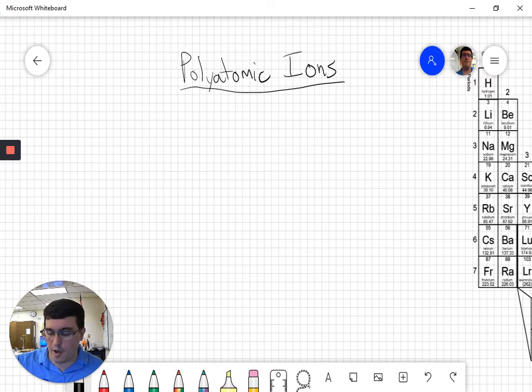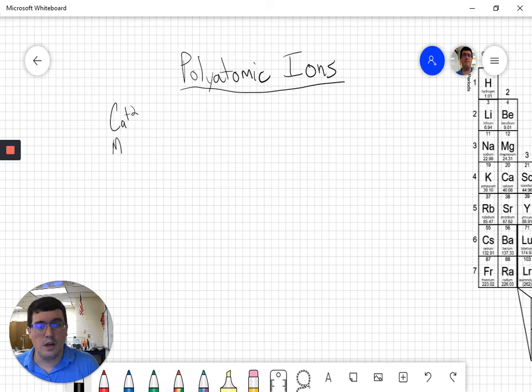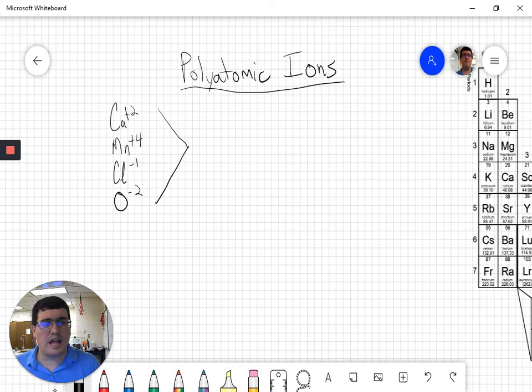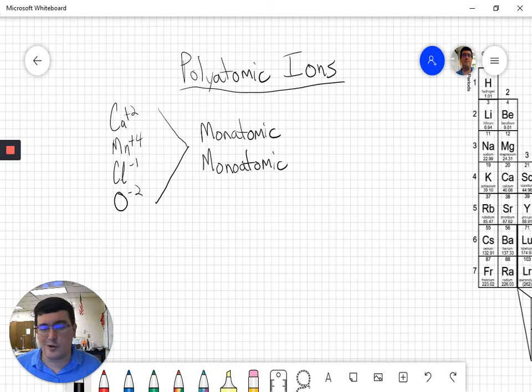Up until yesterday, you'd possibly not seen those in your work, but then all of a sudden some weird stuff started happening. You're used to ions that look something like this, like if I have calcium plus 2, or manganese plus 4, or chloride, Cl minus 1, or even oxide, O minus 2, right? All of these belong in a class that we call monatomic or monoatomic. Doesn't really matter which way you spell it. I've seen chemists spell it both ways.